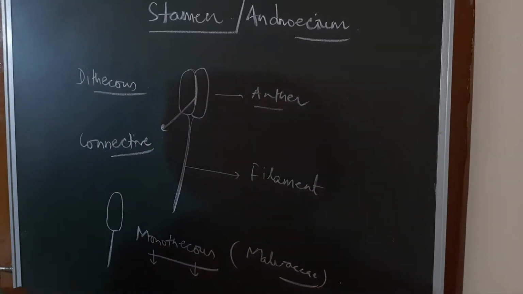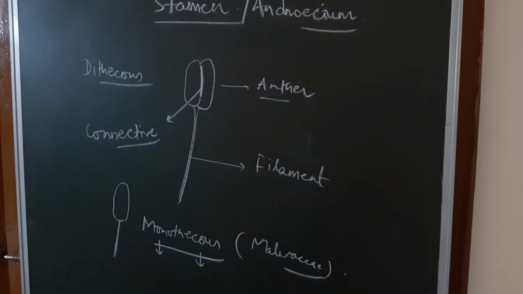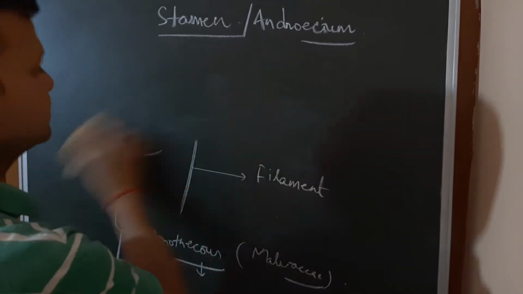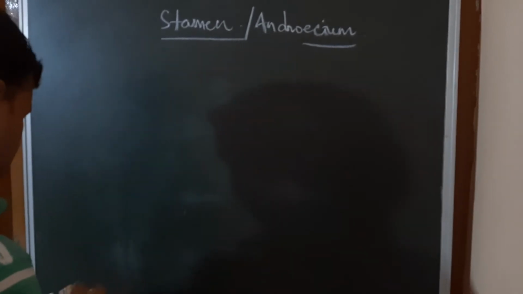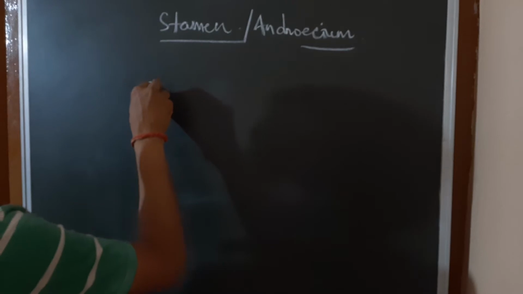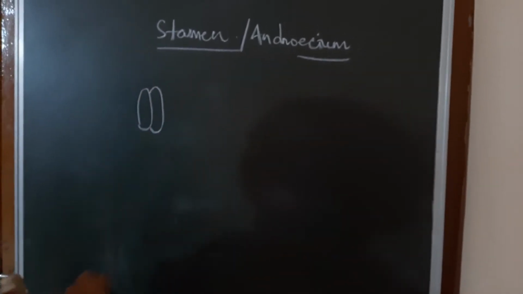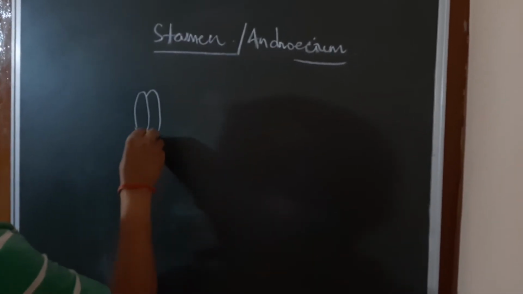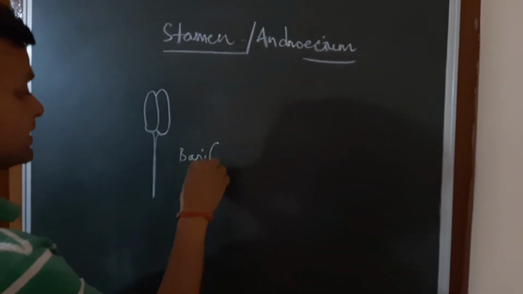Right. Now there are different positions of the filament with the anther. If we show it on the board, the structure will go like this. We will be drawing the bilobed structure always, because it is the most common type of anther. So if the filament is at the base, this is called the basifixed position.